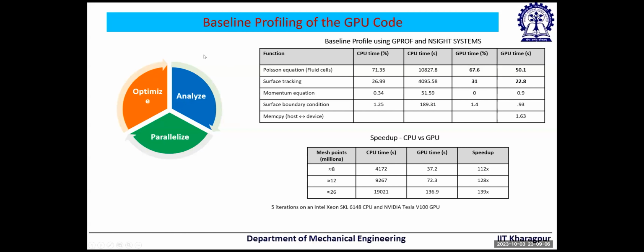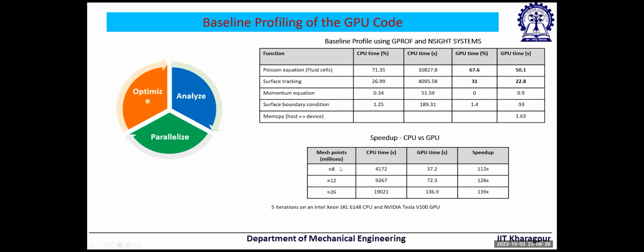After doing this parallelization, we can see that in another implementation where 71% of the time was being taken on CPUs, on GPU it is taking 67% of the time. However, there is nearly 200 times speed up in the Poisson equation solver. There is also substantial speed up in some of the other components like surface tracking, boundary condition implementation, etc. However, there is a host to device memory copying time.